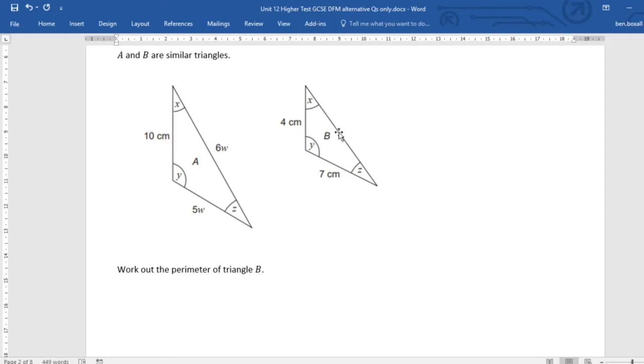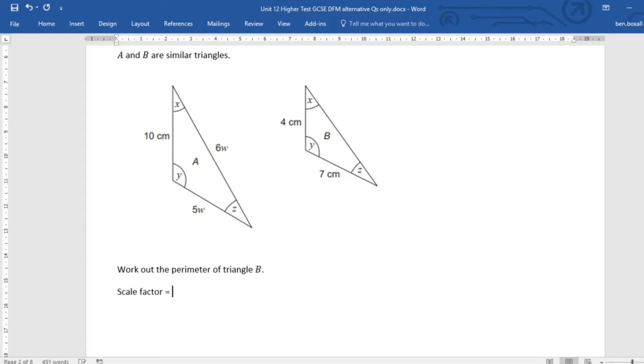I have to say this x here looks a bit bigger than this x here, but of course these shapes aren't drawn to scale. It wants the perimeter of triangle B, and all that's missing is the length of this longest side here. So my ultimate goal is to work out the length of this longest side and add it up with the 4 and the 7 to get the perimeter of triangle B. So I'm going to look over here. Now I can get a scale factor from 10 to 4.